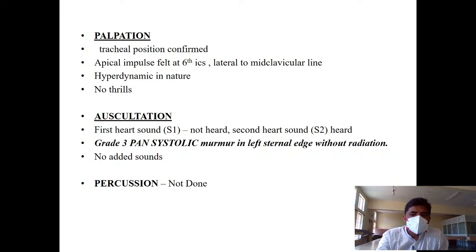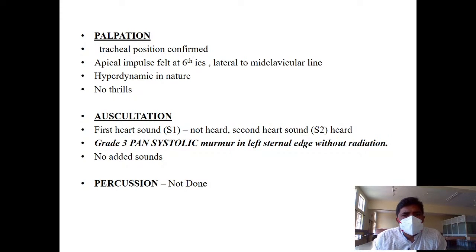So you need to describe the murmur in different terms: whether it is systolic or diastolic, grading of the murmur, variation with respiration, variation with the position of the child, and any radiation. So here it is grade 3. Usually grade 4 murmurs are associated with thrills.